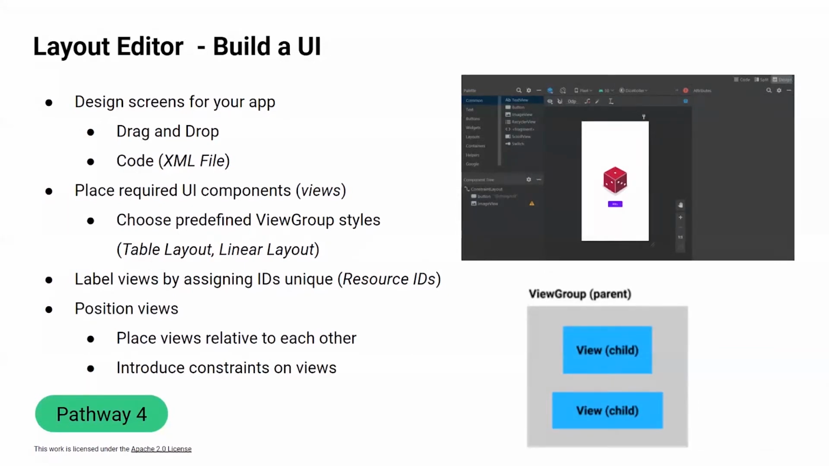Finally, there are different ways you can position views with the editor. You can position them relative to each other, which basically means that you take one view and attach it to the other. So if the other view moves, the view you attach it to also will move. It's kind of like tying a rope to something, and if you move, the object will also move.